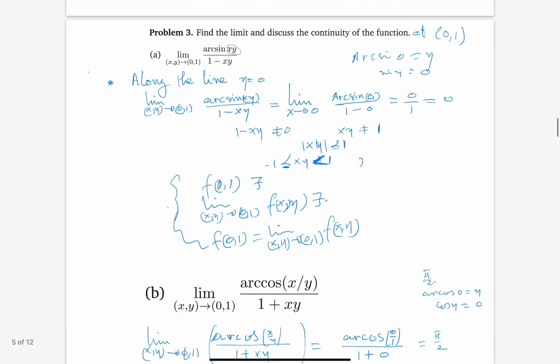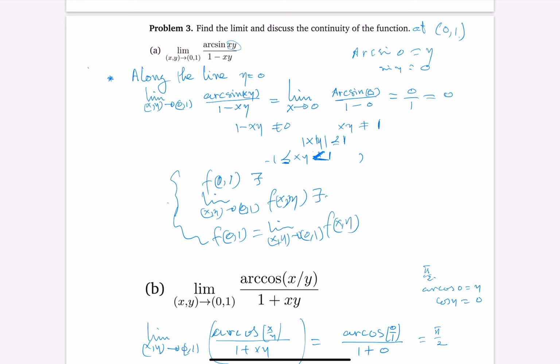Good. The next one, problem number 3. Very quick, you have to find the limit and discuss the continuity of the function at point (0, 1). So here, along the line y equal to 0, for example, we have a limit when x and y go to (0, 1), because it's a given limit. So that's the limit we have to find. If you keep going, you have arcsine of 0 over 1 minus 0. It's just arcsine of 0 over 0, so here you have 0 over 1, which is 0, of course.